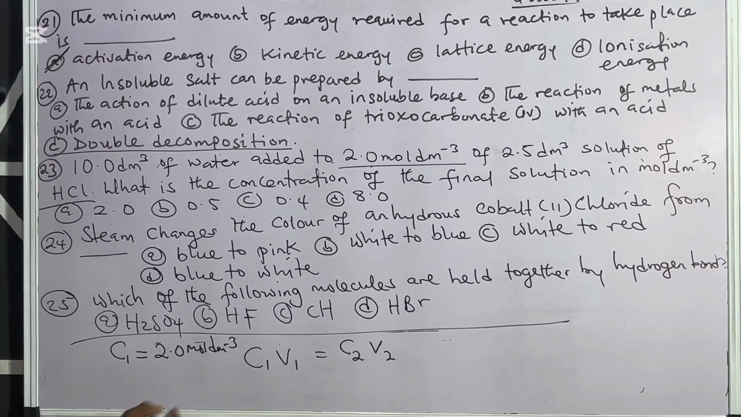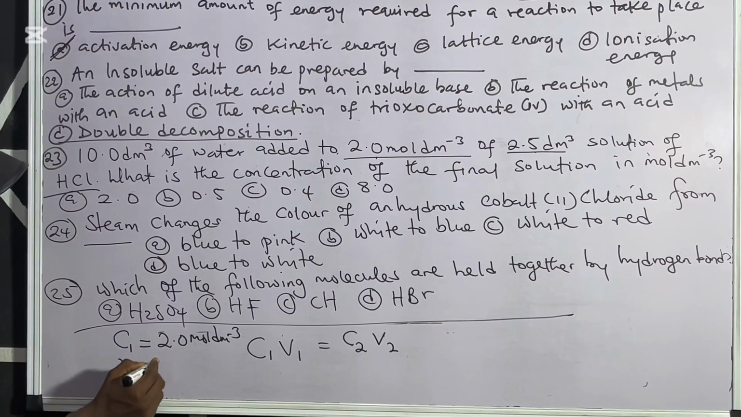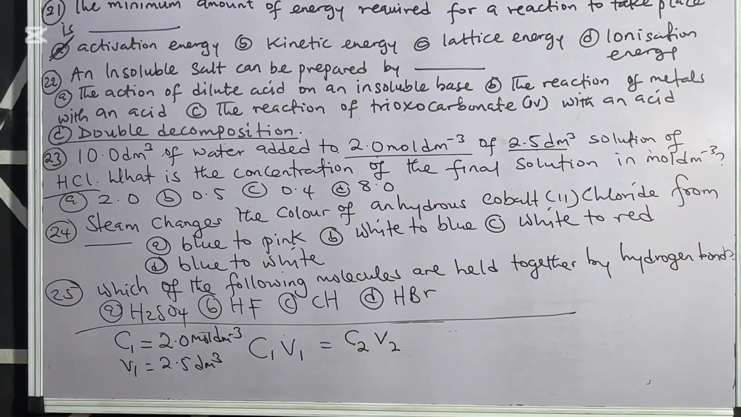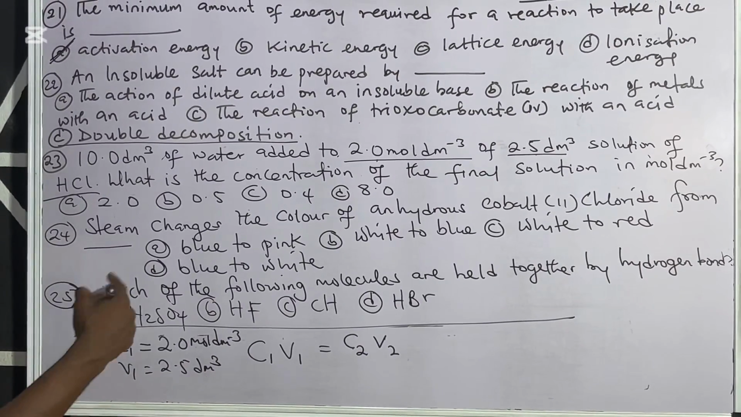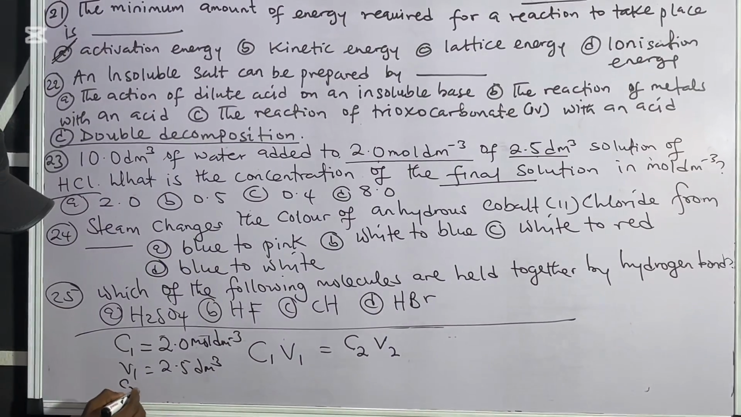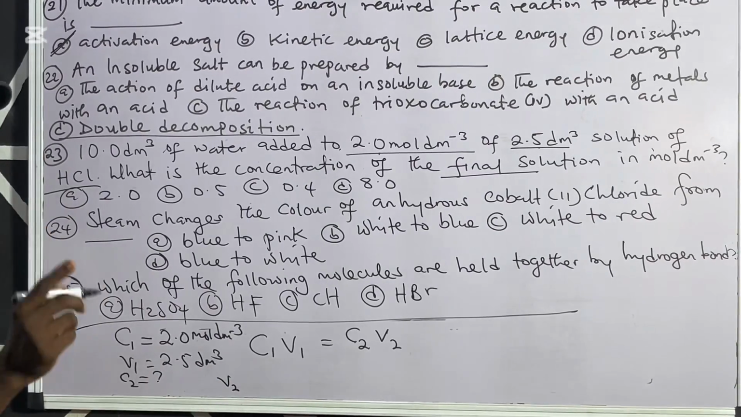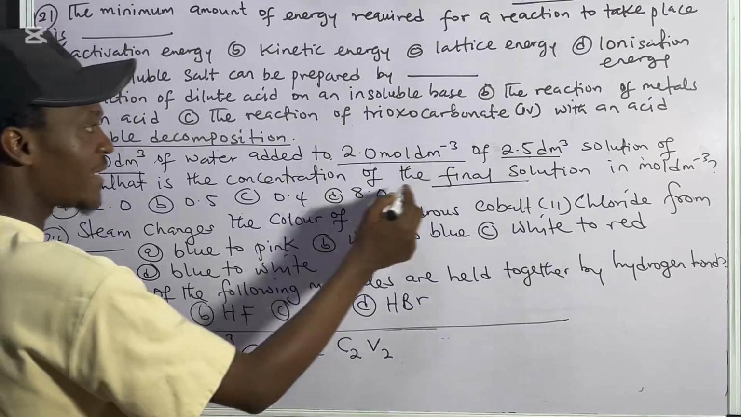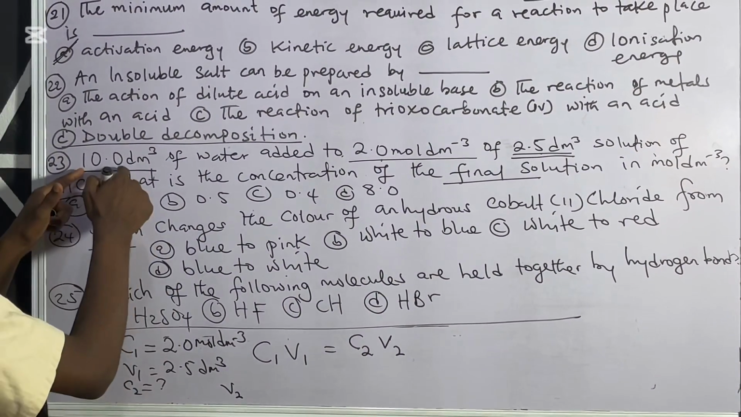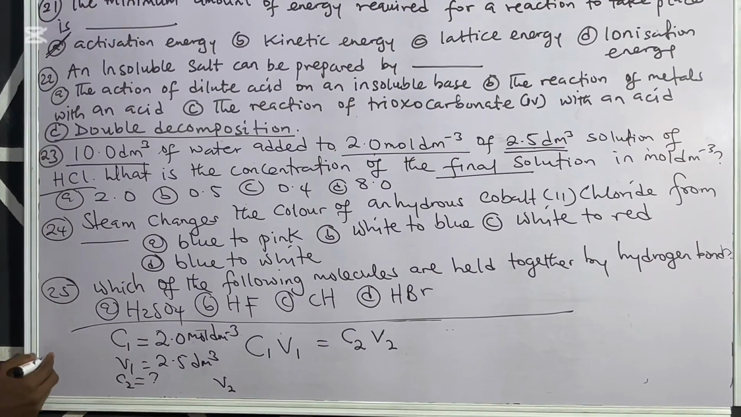Then what was our initial volume of the solution? This guy. So our initial volume was 2.5 dm cube of that acid. Then what's our other concentration? That's what we are told to find, the final concentration, which is C2. So C2 is unknown. Then what's now our V2? Remember that 10 dm cube was added to this guy. So for us to obtain our V2, we have to add this to this in order to obtain our final volume, which is our V2.